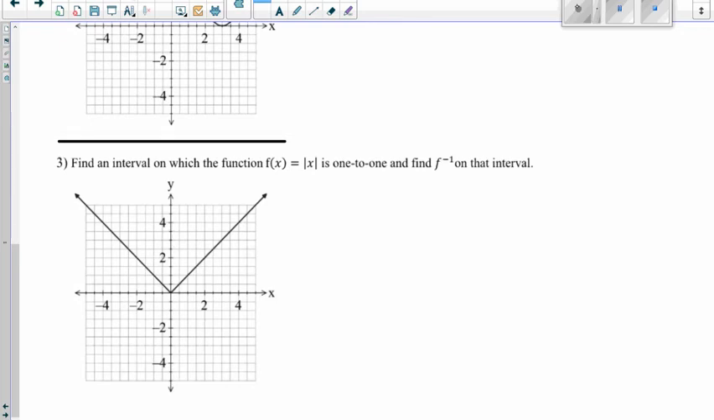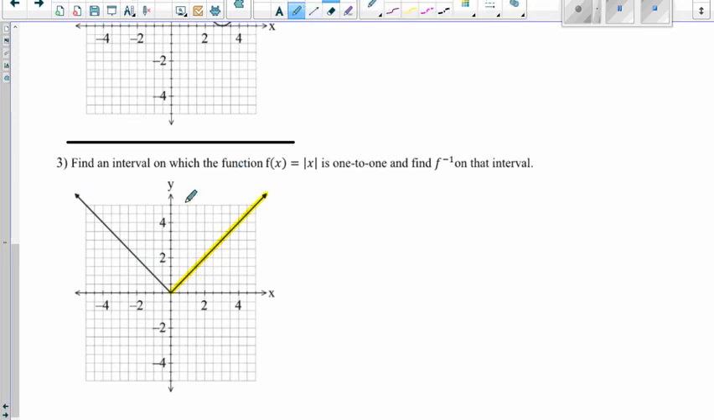And question number 3 says find an interval in which the function f of x equals the absolute value of x is 1 to 1, and then we're going to find the inverse on that interval. So if we use our horizontal line test, we can see that this does not pass the horizontal line test. So because it doesn't pass the horizontal line test, we know the inverse is not a function. We can restrict our domain of this function in order to make the inverse a function. And again, we can use either the negative or positive of the absolute value side. So this would be the positive side and the other side is the negative side.